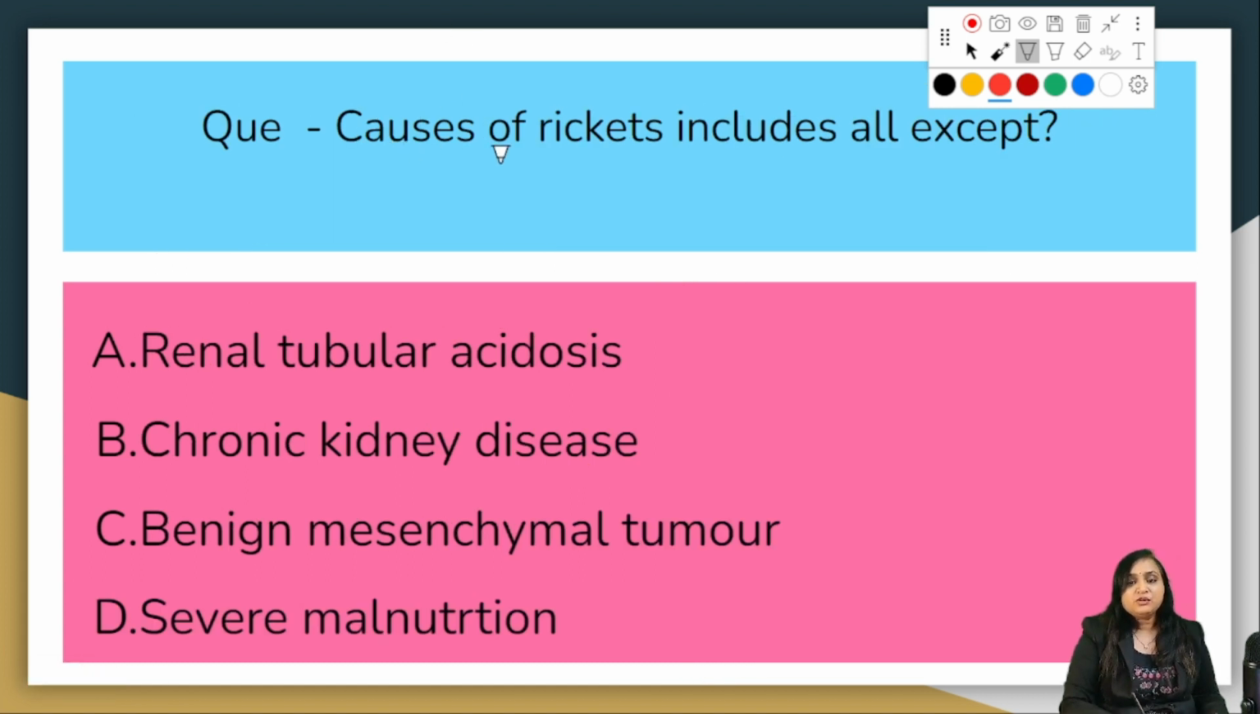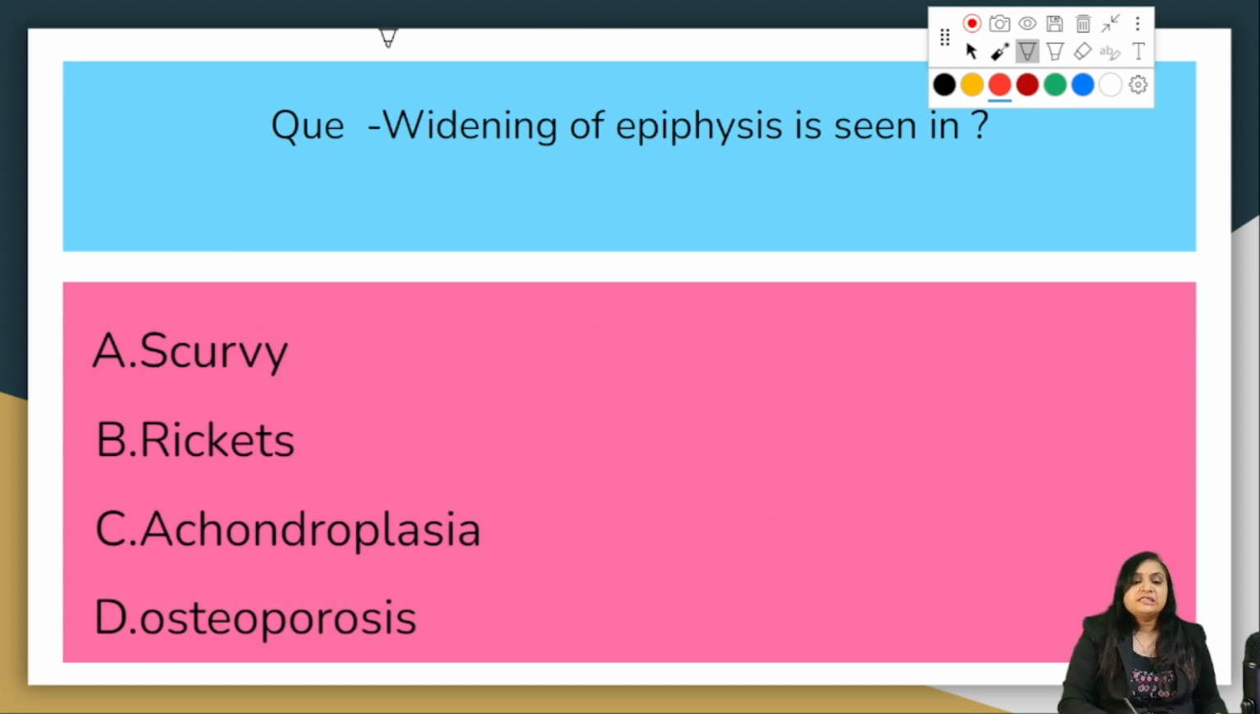The next question is, causes of rickets include all except RTA, CKD, benign mesenchymal tumor and severe malnutrition. Just now we discussed in the beginning of our video that severe malnutrition cannot cause rickets, because widening of epiphyses is seen in scurvy, rickets, achondroplasia or osteoporosis. We all know widening of epiphyses is seen in a patient with rickets.